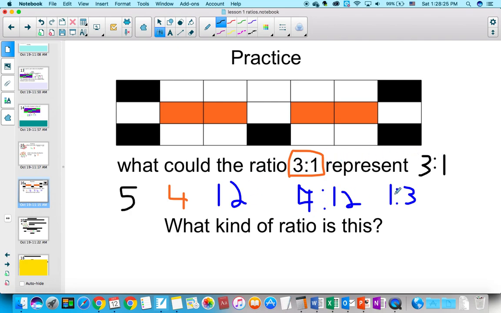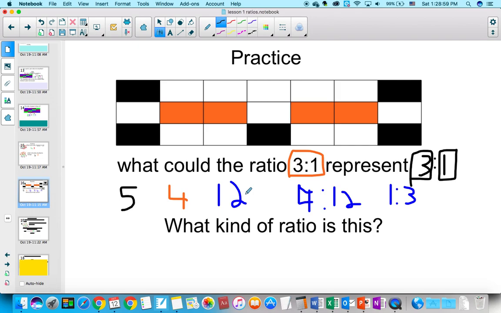But in our ratio, the 3 represented the white, and the 1 represented the orange. So because we flipped them around, we know that this one is the white, and we know this one is the orange. So the ratio 3 to 1 represents the relationship between the white squares to the orange squares, right? Our first ratio here that we kind of got the answer on was orange to white, but it was actually white to orange.